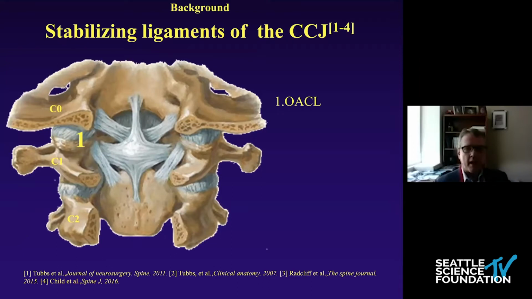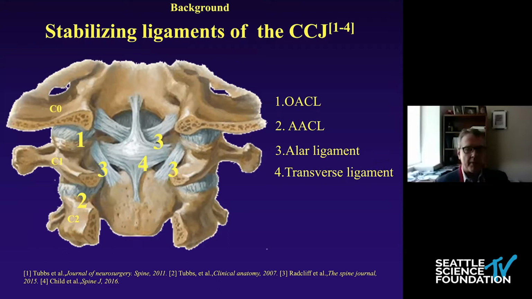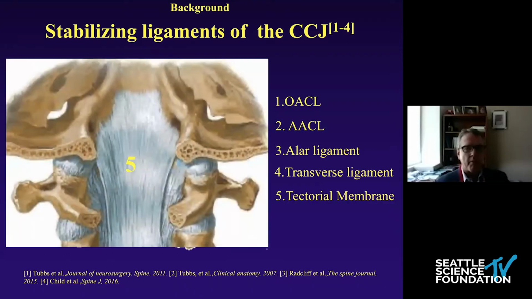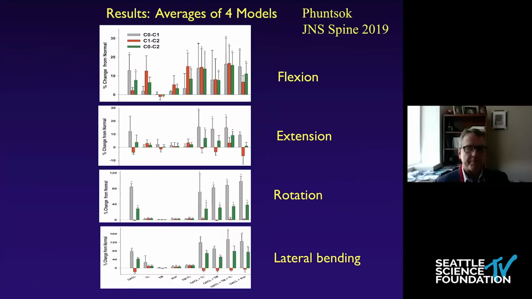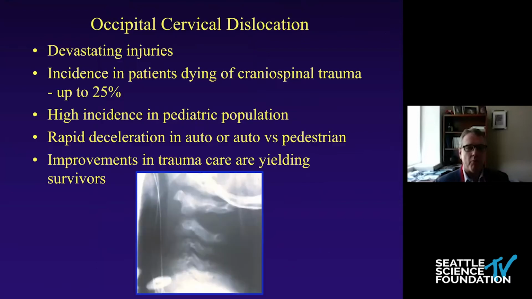We have the occipital-atlantal capsular ligaments, the atlantoaxial capsular ligaments, the alar ligaments, the transverse ligaments, and the tectorial membrane. And we have to try to evaluate all of these through MRI when we're trying to determine and define an atlanto-occipital dislocation. Interestingly, we did a finite element model analysis looking at just disruption of the atlanto-occipital capsular ligaments and found that when we disrupted these ligaments, there was actually more motion at C0, C1 than if we disrupted the transverse ligament, the tectorial membrane, or the alar ligaments. So actually the capsular ligaments are really what we worry about the most.